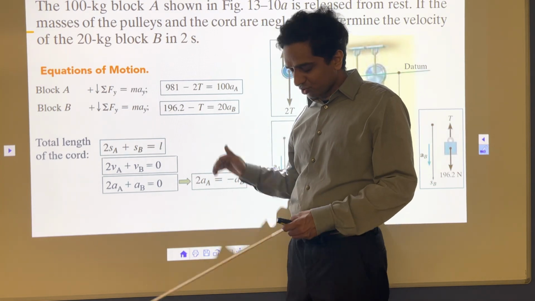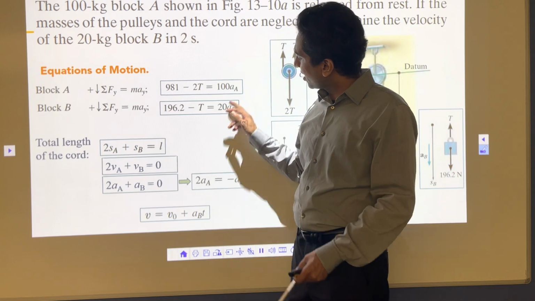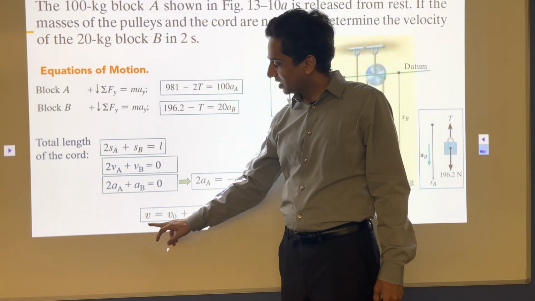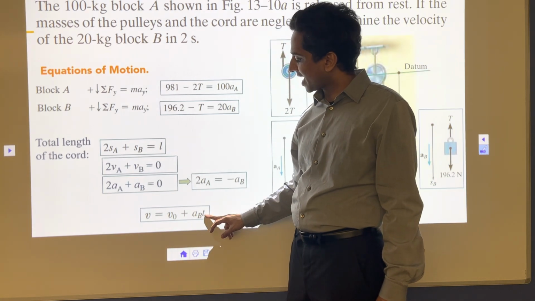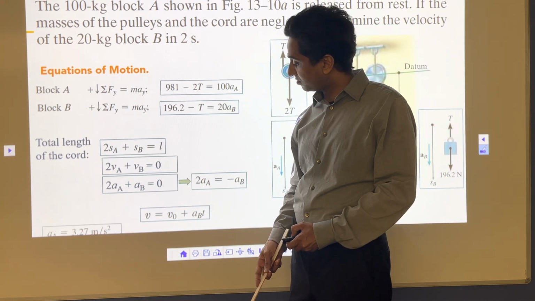Now I'll go ahead and do this calculation for you if you don't want to pause. So here, once you have this relationship and you get the acceleration of A and B, you are going to put it into this equation, and that's your final velocity, acceleration of B times time 2 seconds, and then you should be able to calculate B velocity.